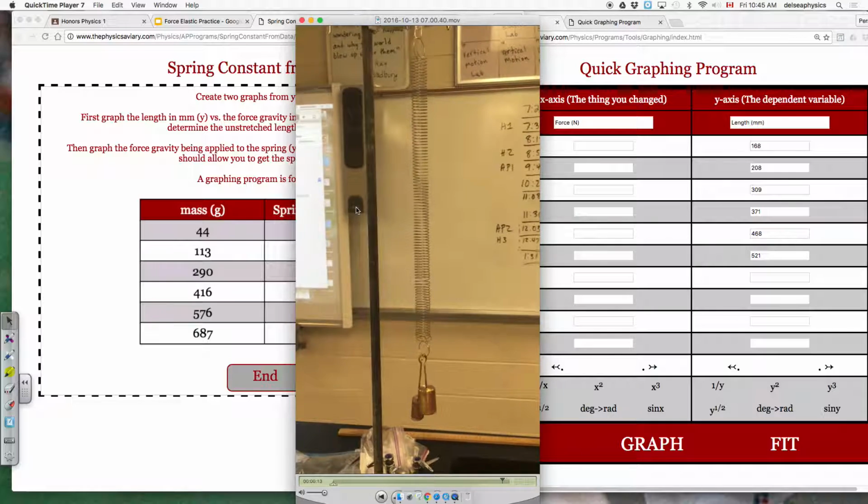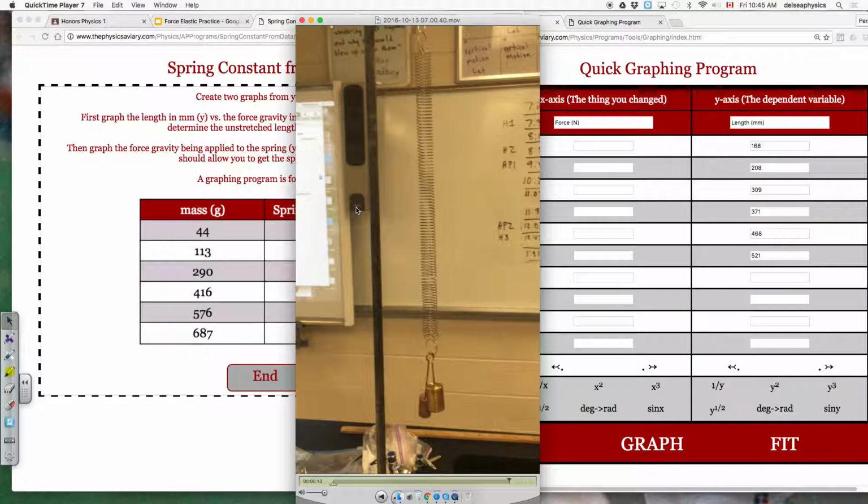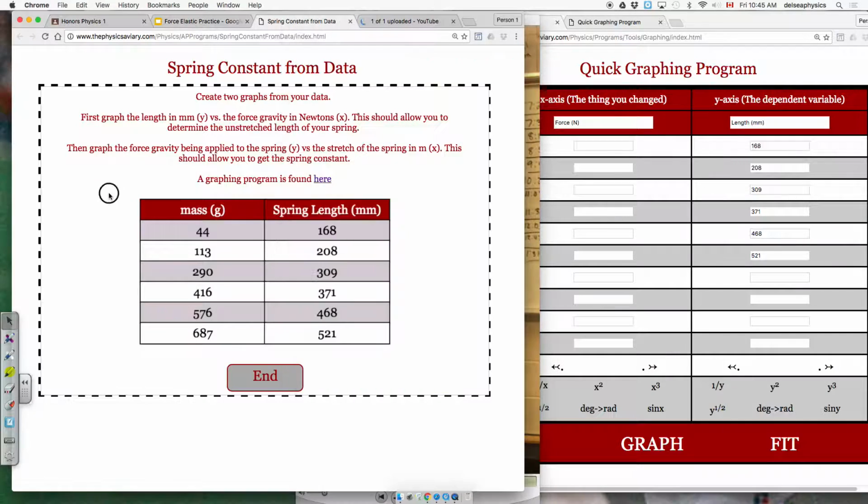We collect some data where we have length in millimeters and mass in grams. Your data will look something like this. What you want to do is take that mass and convert it from grams to kilograms. You then want to use your formula that says the force of gravity pulling down on that mass is equal to 9.8 times the mass in kilograms. And do this for each of your masses.